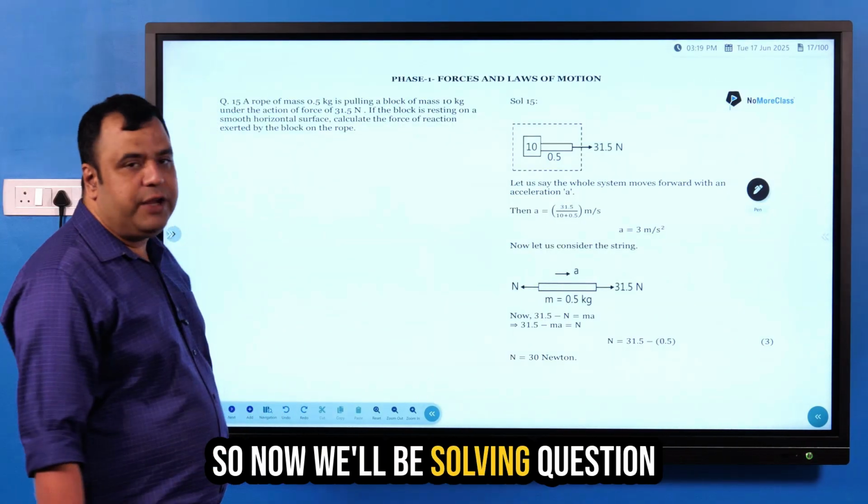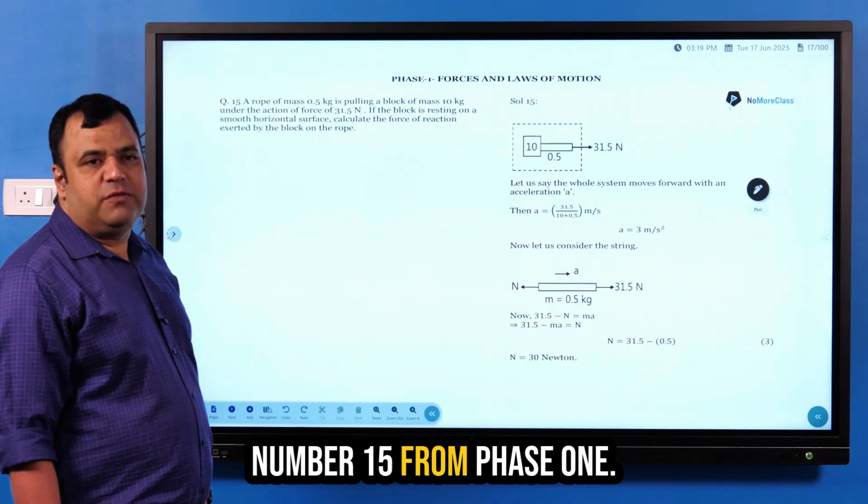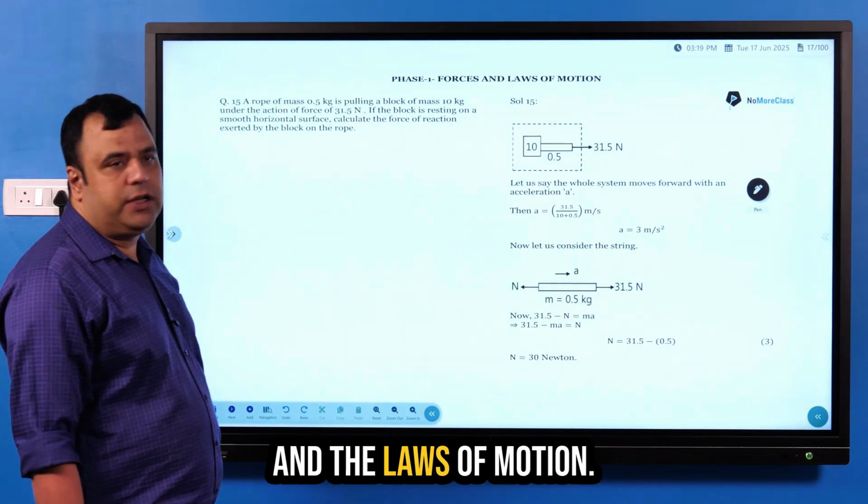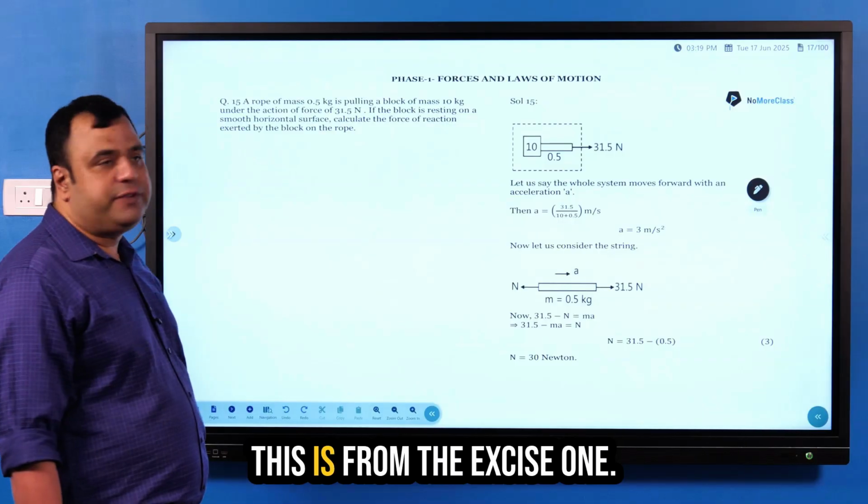So now we'll be solving question number 15 from phase 1, last chapter, which is forces and the laws of motion. This is from exercise 1.